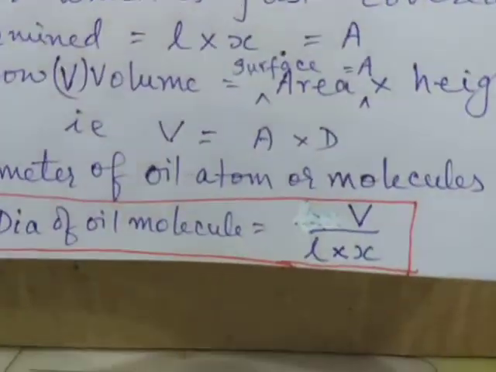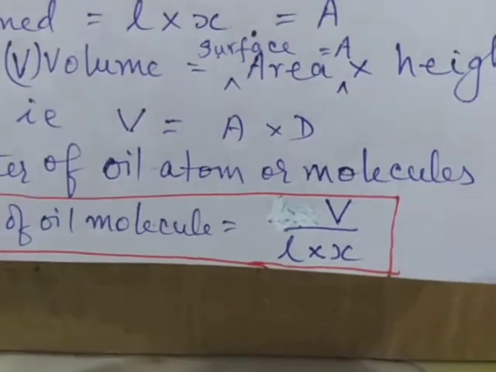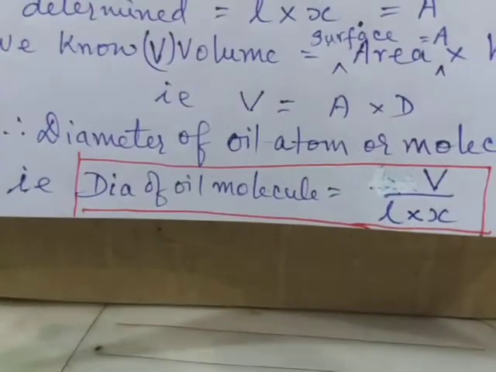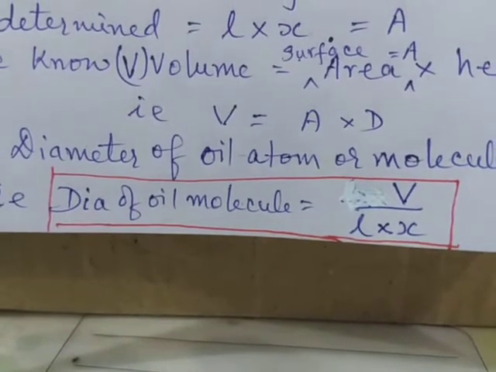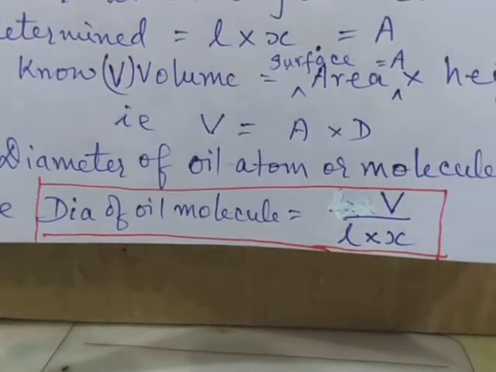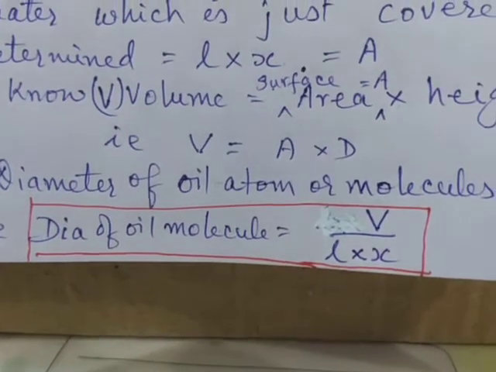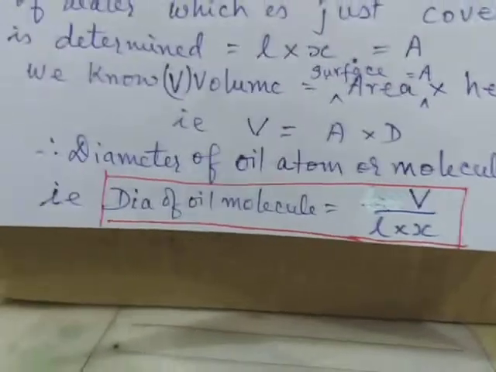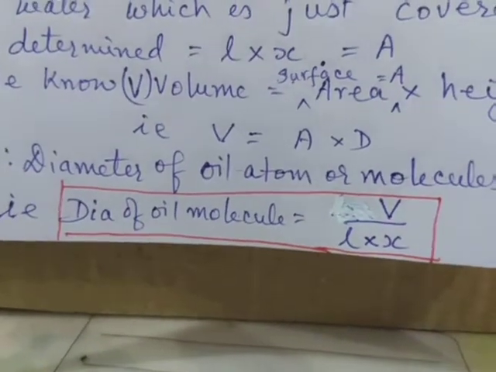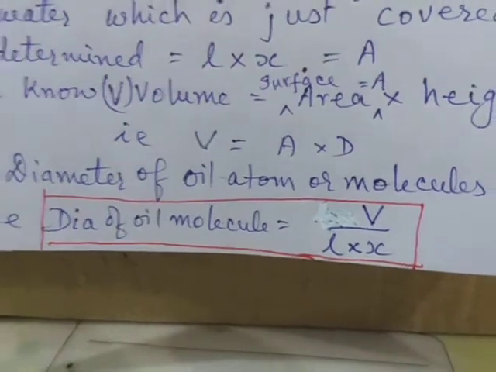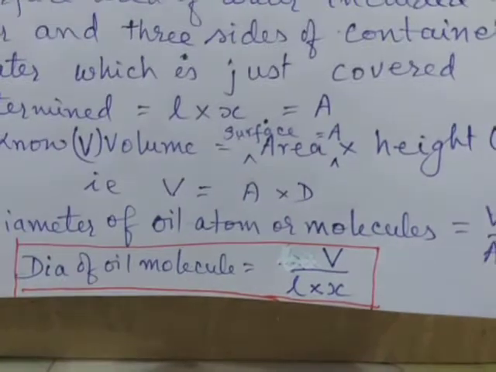Once we know the volume, and once we know the area covered by the oil in a single layer, we can find the diameter of the molecule, that is the height of the molecule, which is equal to the total volume of oil drops used divided by the maximum area just covered by oil, that is V upon L into x. This gives us the estimated diameter of the oil molecule if it is in molecular form. Usually it is in molecular form, and the diameter of an atom if it is in atomic form.